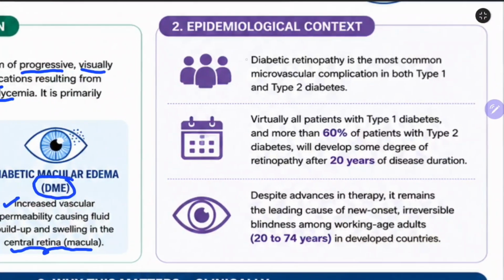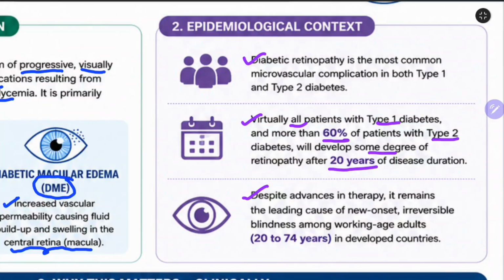So what is the epidemiology? Diabetic retinopathy is the most common microvascular complication in both type 1 and type 2 diabetes. Virtually all patients with type 1 diabetes and more than 60% of patients with type 2 diabetes will develop some degree of retinopathy after 20 years of disease duration. So all patients with type 1 and more than 60% of type 2 will develop some degree of diabetic retinopathy after 20 years of duration of diabetes.